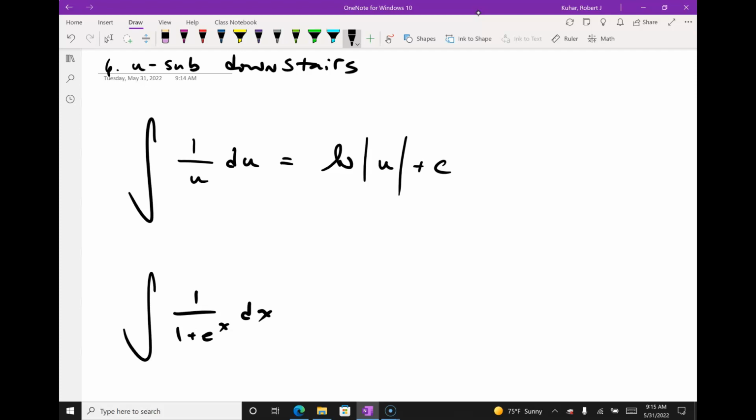Now, this is a tricky problem, okay? But clearly, there's no inside. If there's an inside, it's x, right? E to the x is my function piece there. So I need a complicated inside, right? Think about that for the chain rule. So this one actually is a downstairs u sub, but I have to first multiply by 1.